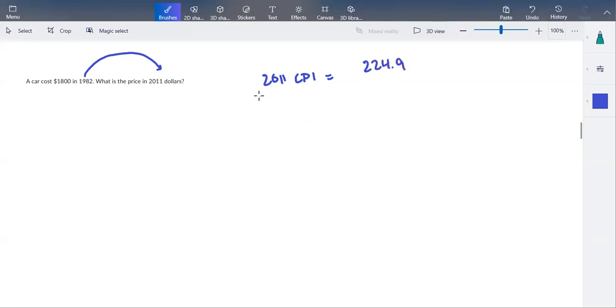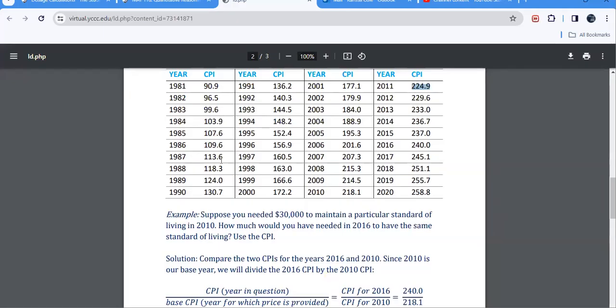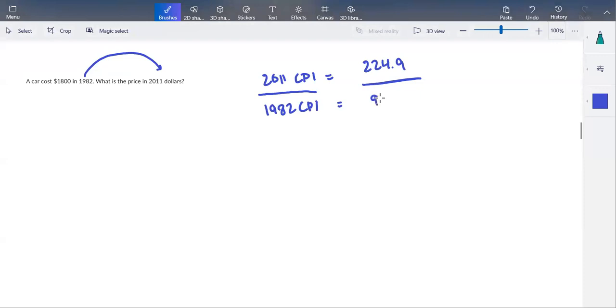So I need that, 224.9. Now, I started in 1982. That's where I got my information originally. So I need the 1982 CPI. Let's look at the table and find that. So 1982, right over here, 96.5. Not bad.